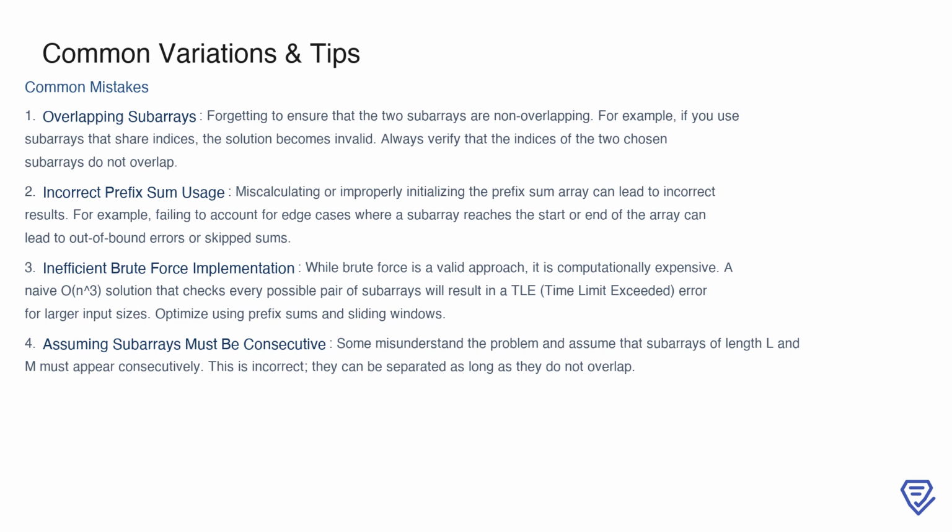Additionally, while brute force may seem like an easy option, it's computationally expensive. A naive n-cubed approach that checks every possible pair of subarrays might work for small inputs, but it will result in time limit exceeded errors for larger arrays. Finally, remember that the two subarrays don't need to be consecutive. Misunderstanding this and assuming they must be adjacent could limit your solution unnecessarily.